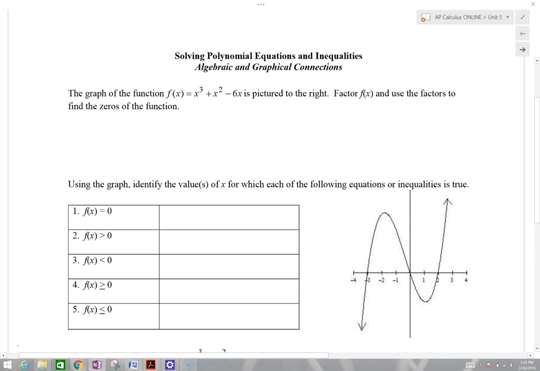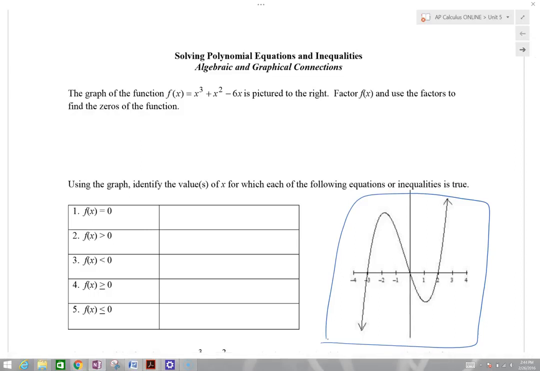So you can see the graph of f of x down here to the right. We're going to factor f of x and use those factors to find the zeros of the function. So if you want to challenge yourself to factoring it on your own, pause it now. Otherwise, I'm going to give you the answers right now.